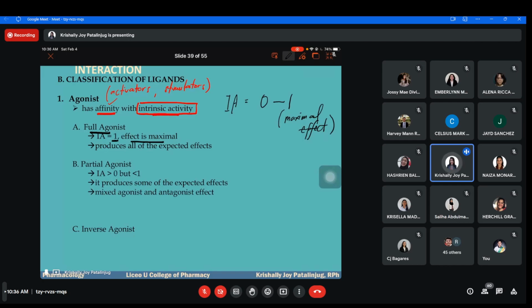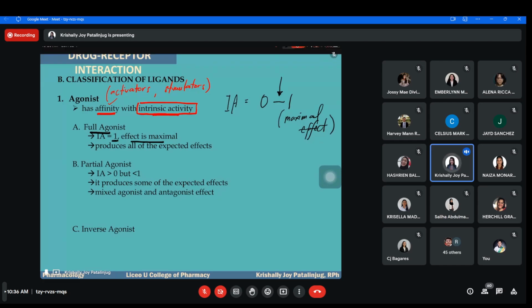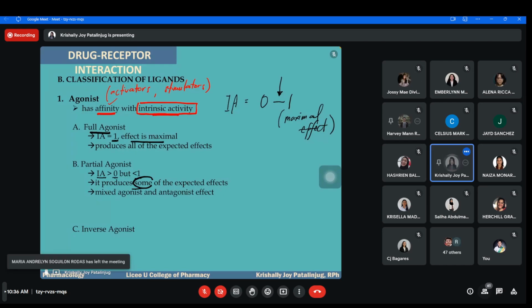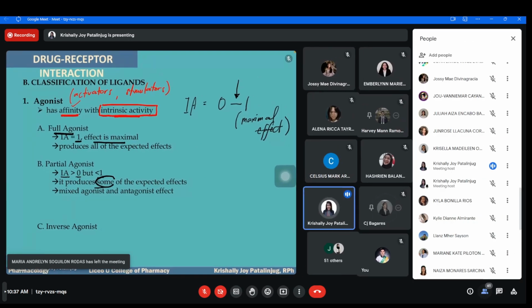Then for a partial agonist, it's in between 0 and 1. That's why it says there, intrinsic activity is above 0 but less than 1. So it's not 0, it's not 1, its intrinsic activity is between 0 and 1. That's why it says here, it produces only some of the expected effects. Okay? And take note, it has a mixed agonist and antagonistic effect.